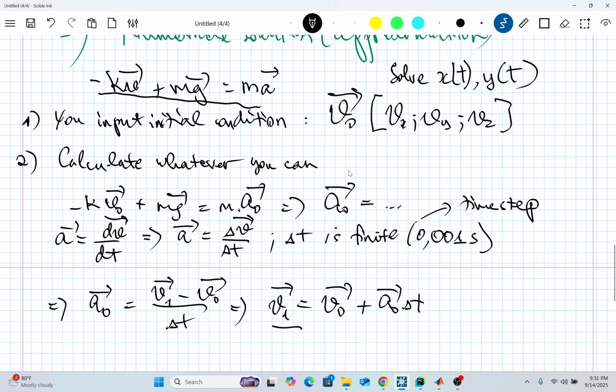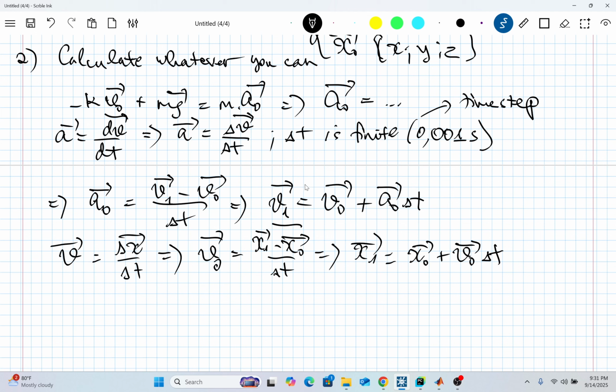And then what do you do? You plug this v1 into your equation, and then you will have minus k v1 plus mg equals m a1. Then you will have a1. Then you will have v2, right? You have v2. And you will use this v1 to get x2.